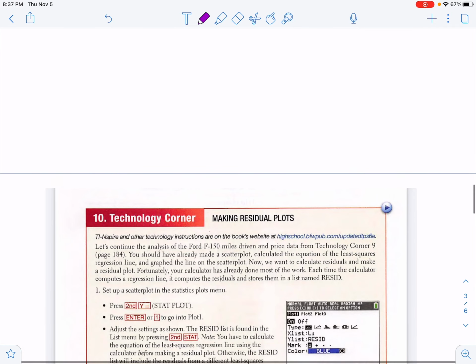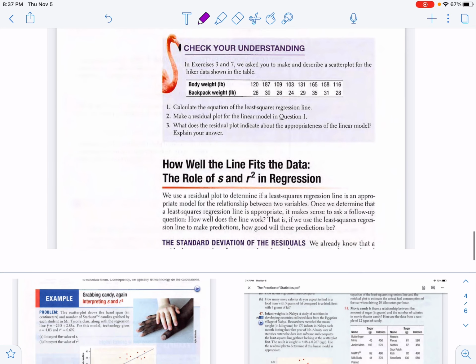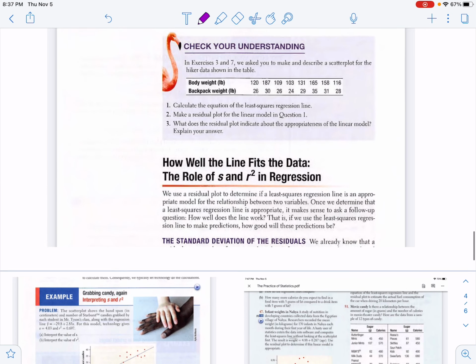Hope that makes sense. Here we go. This is how to make a residual plot. Told you we had to do it in the calculator. There it is. And we have some questions for you to do here.